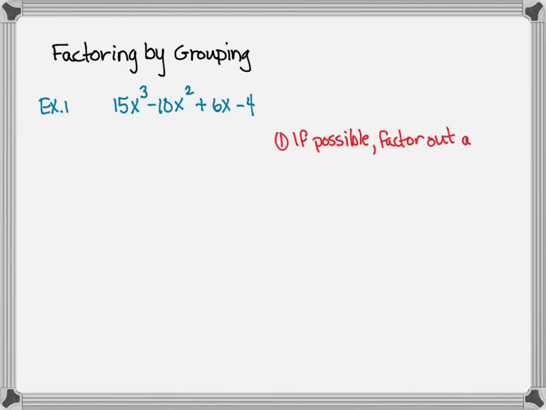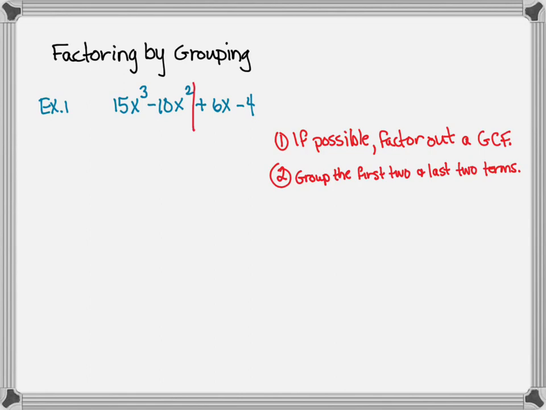Let's look at factoring by grouping to factor some cubic and quartic polynomials. So for example, 15x cubed minus 10x squared plus 6x minus 4. So first, if possible, we would like to factor out a GCF, a greatest common factor, but I don't have one here. Then we'll group the first two and last two terms.